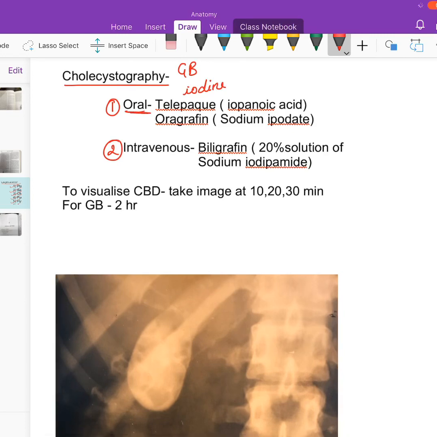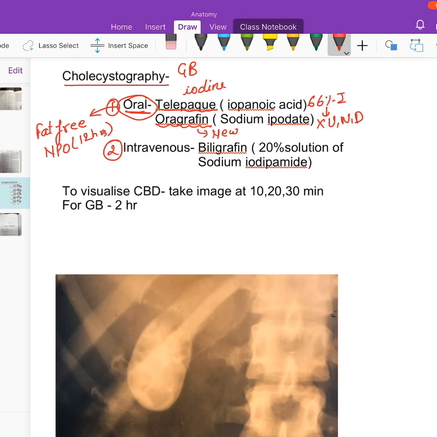In oral cholecystography, we use Telepaque as a dye. It contains 66% iodine, but it should not be given to patients suffering from uremia, nephritis, or diarrhea. In oral cholecystography, we can also use Orografin. This Orografin is a new drug. Before oral cholecystography, we need to prepare the patient by giving a fat-free diet and nil per oral, approximately 12 hours.